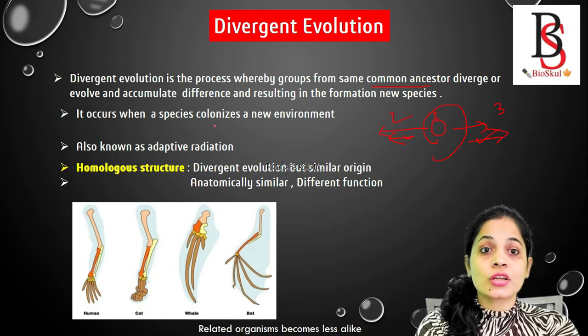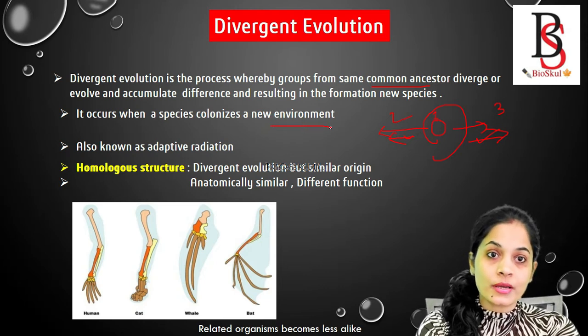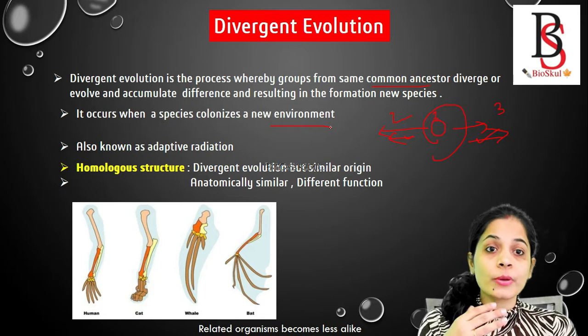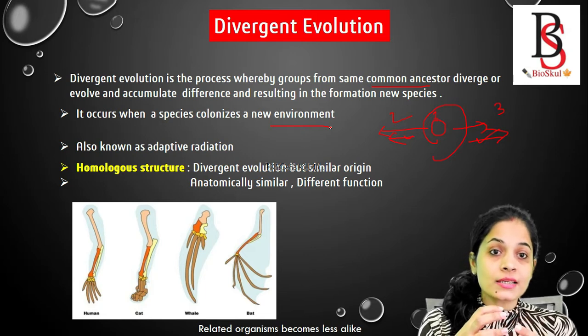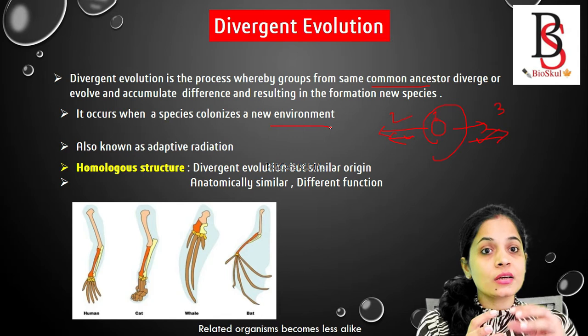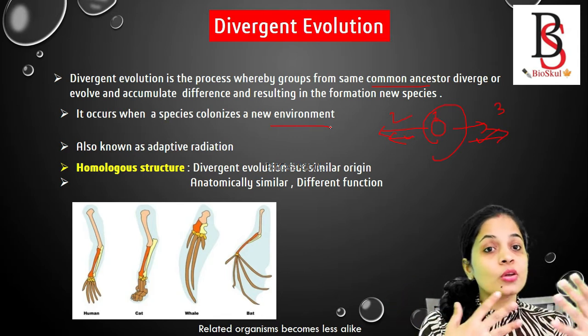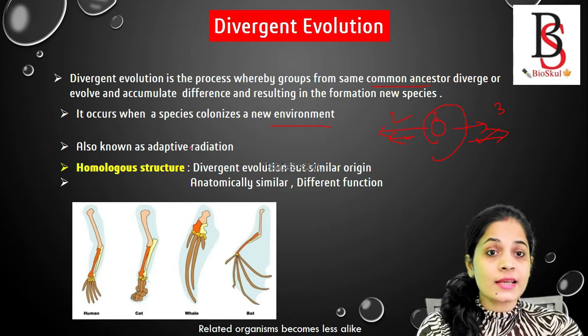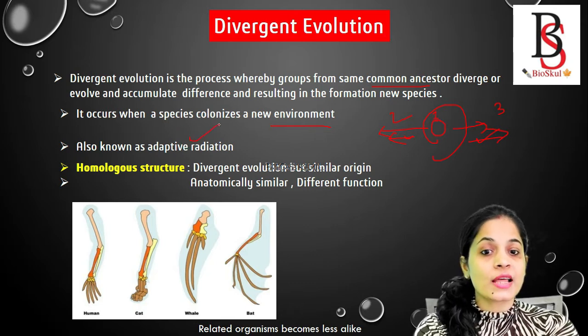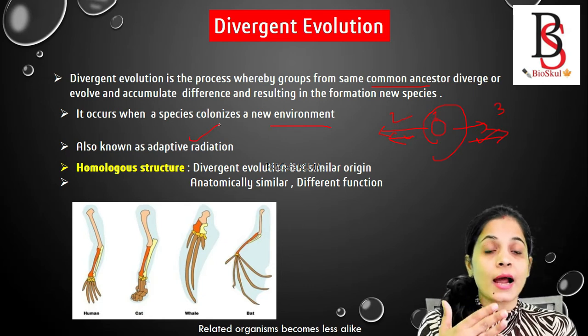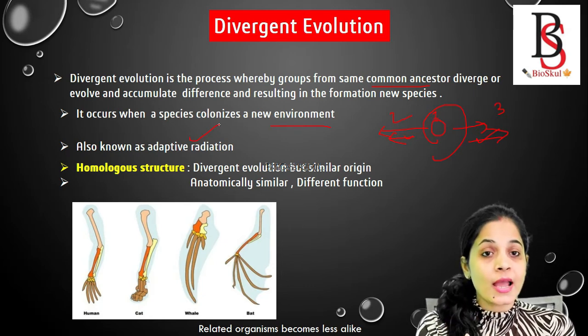Divergent evolution occurs when a species colonizes a new environment, maybe because of a change in some environmental condition or because of gene mutation. That leads to divergent evolution, where the group from the same common ancestor develops into a new species. It is also known as adaptive radiation. It is called adaptive radiation because the organisms are adapted to the new environment and are able to radiate or spread their numbers.